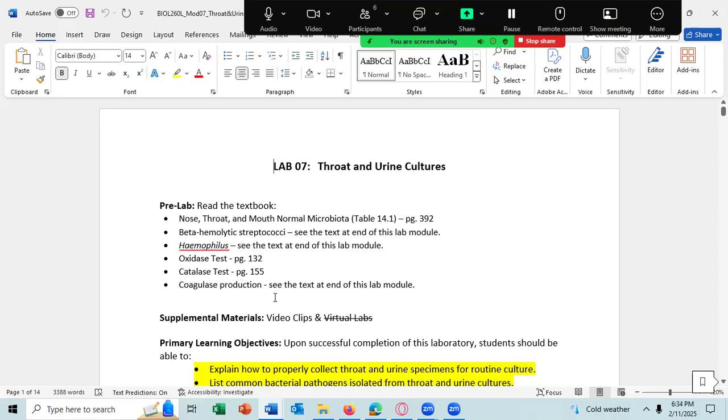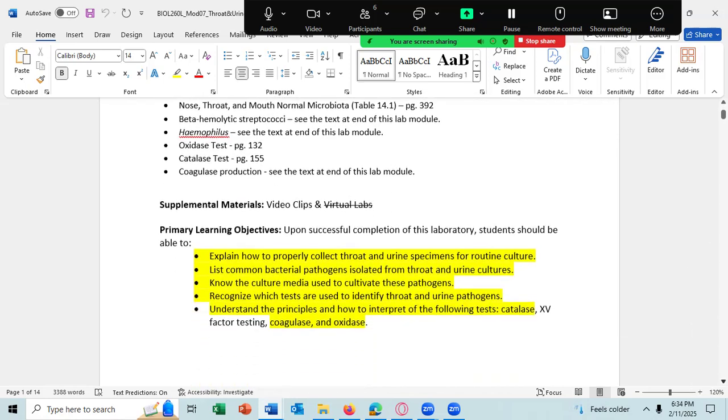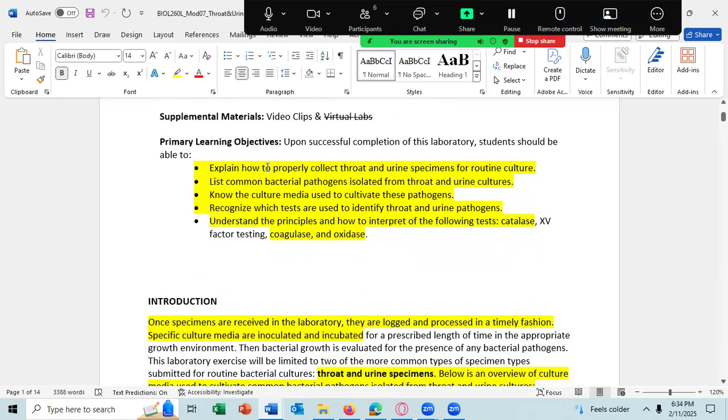And also, I guess I'll put that there. It's out of place. But I've got a paragraph or two about coagulase in the appendix to this lab module. And then page 132 on the oxidase test and a page on the catalase test, page 155. So not much reading for this lab. Any questions about any of that? We do have some video clips in this lab.